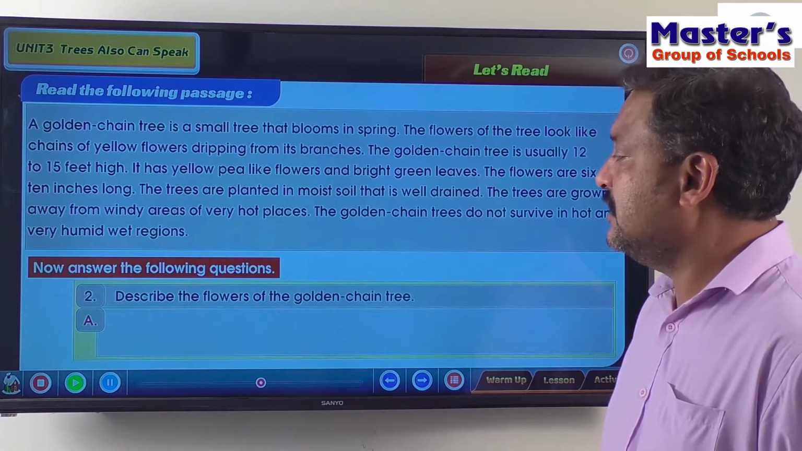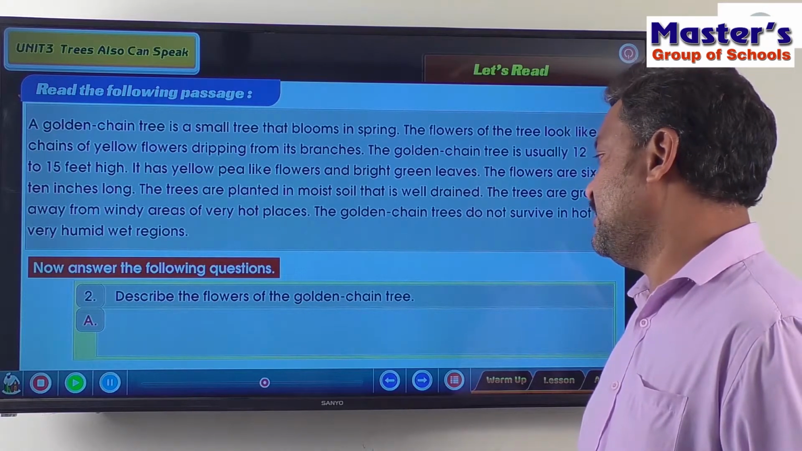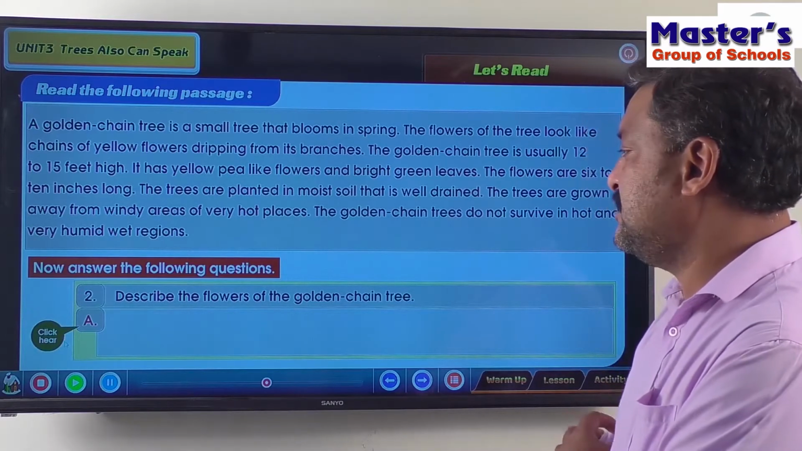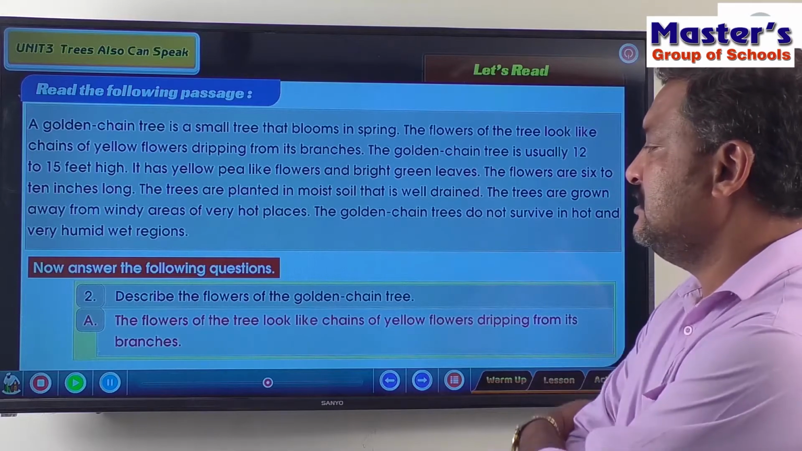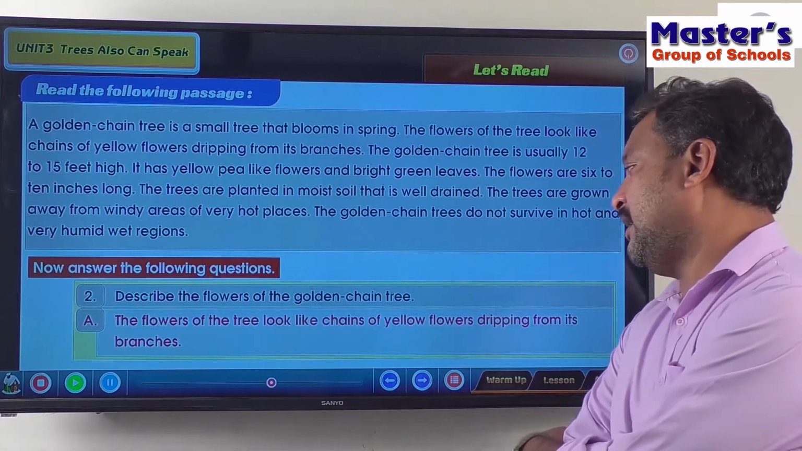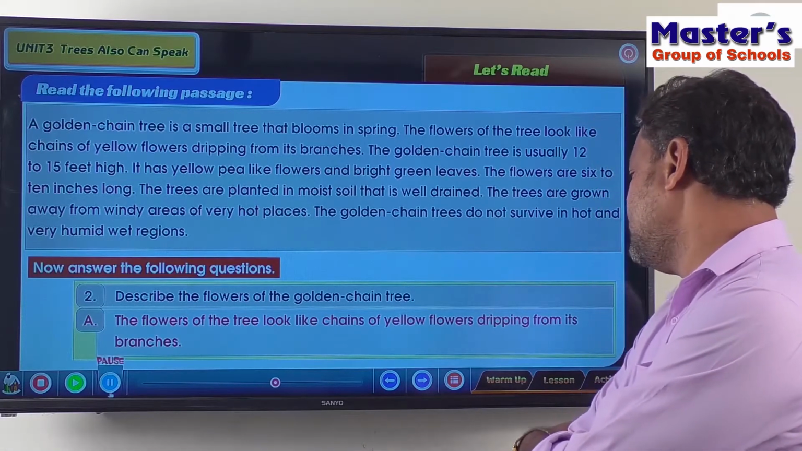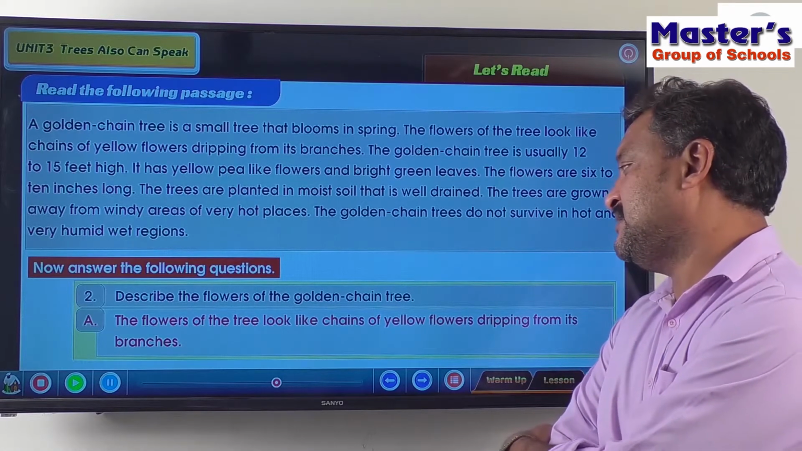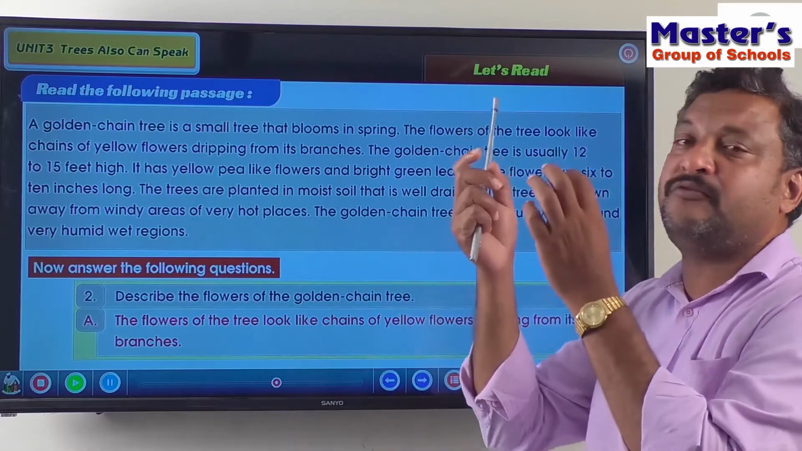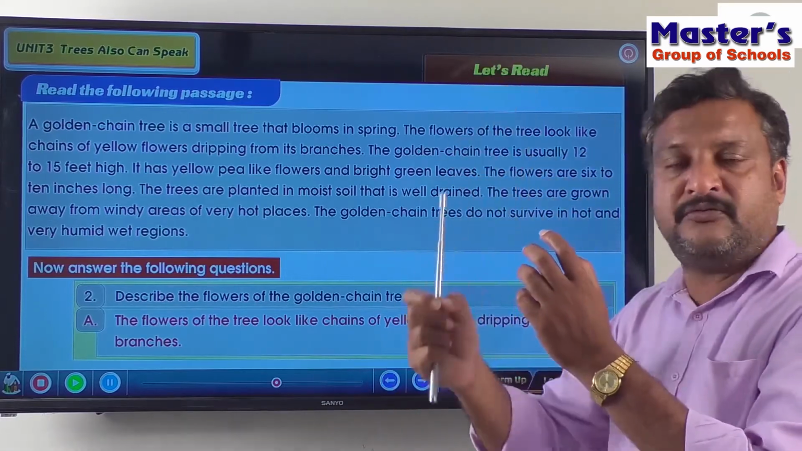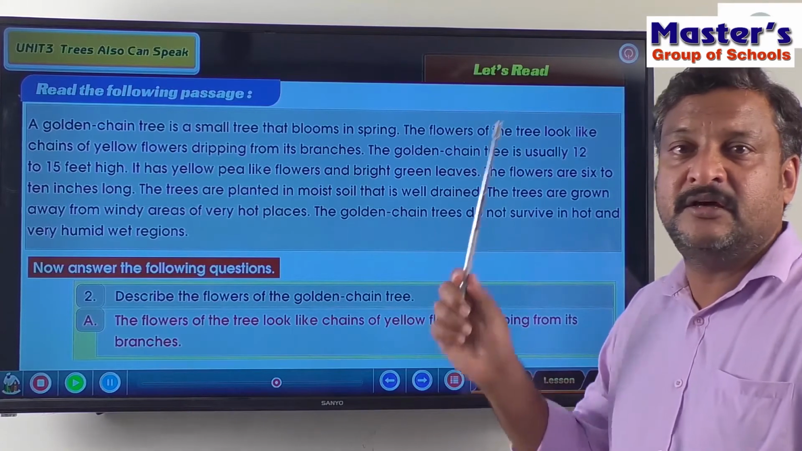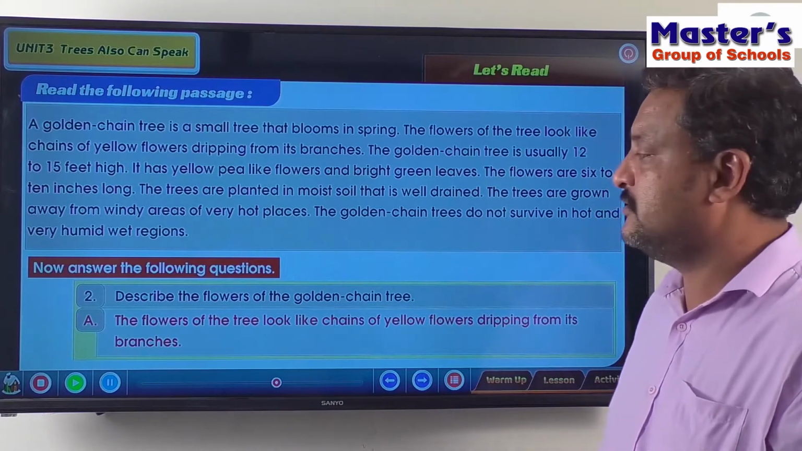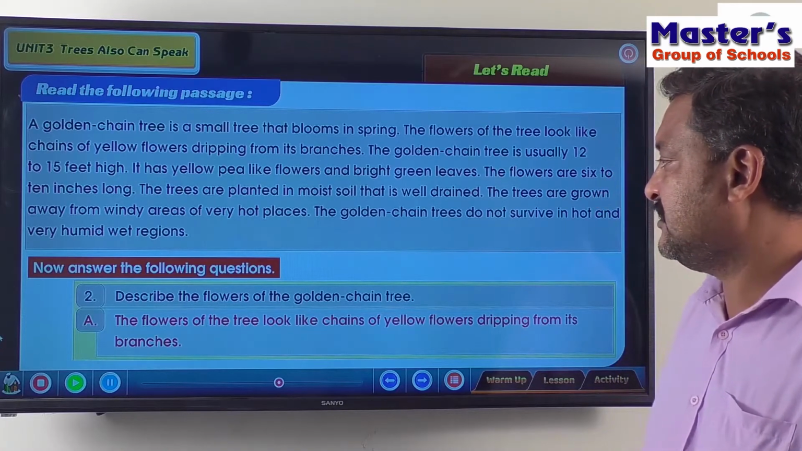The next question: describe the flowers of the golden chain tree. So how can you describe the flowers of the golden chain tree? Yes, we will check the answer. The flowers of the tree look like a chain of yellow flowers dripping from its branches. So when we look at the flowers, what we see is a chain of yellow flowers dripping. Dripping means what? Falling drop by drop from the branches of these trees. Okay. Yes.